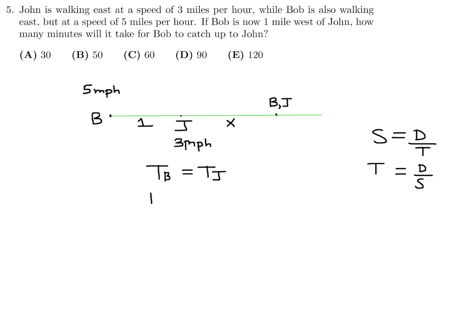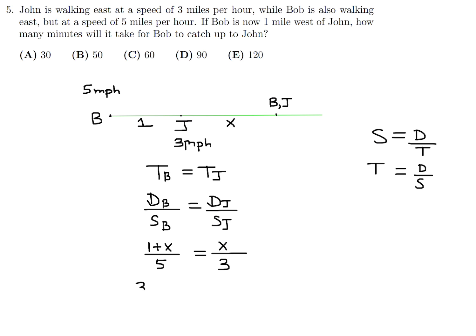It's going to be the distance for Bob over the speed of Bob, and the distance of John over the speed of John. So the distance for Bob from here to here is 1 plus x, and his speed is 5 miles per hour. The distance for John from there to there is just x, and his speed is 3 miles per hour. So this is the mathematical equation we have to solve.